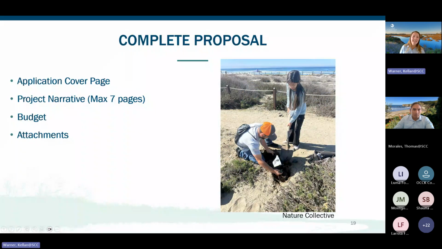So to complete the proposal, the template is going to include 4 sections. The application cover page, which is actually 2 pages, page is a lie. Second is the project narrative, which is a maximum of 7 pages. If you can try to keep to that word limit, that would be awesome, because we've had to review a decent amount of these in the past. So it's good to be to the point as much as you can be. The third is the project budget, and then the fourth is any additional attachments. Let's spend a little bit of time going over each of these sections in more detail.